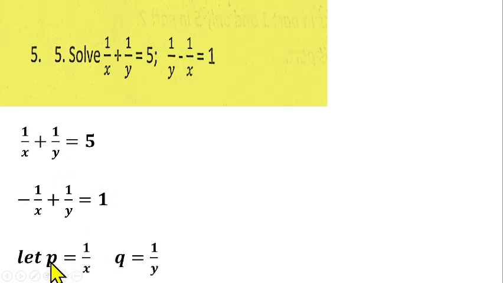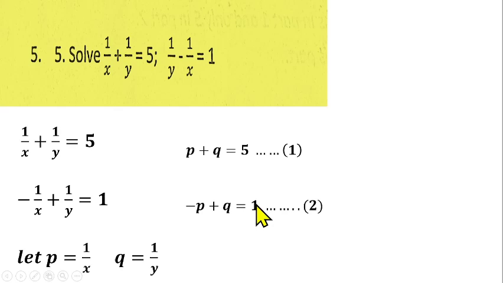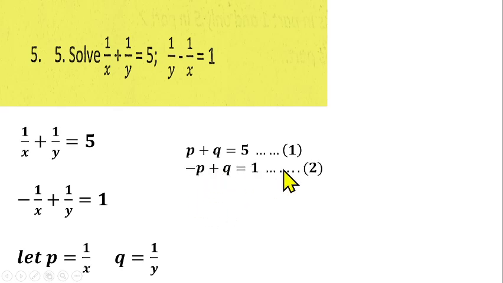So you can say let p be equal to 1 over x and q be 1 over y. Whatever you see 1 over x, you put p, whatever you see 1 over y, you put q. So that means you'll have p plus q equals 5, equation 1. And minus p plus q equals 1, equation 2. So you can now solve these two equations simultaneously to find p and q.